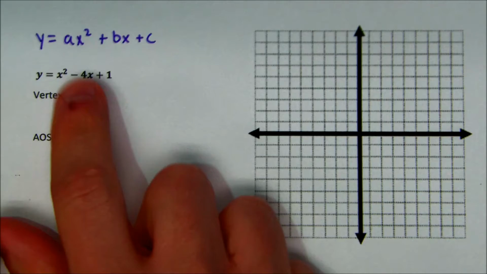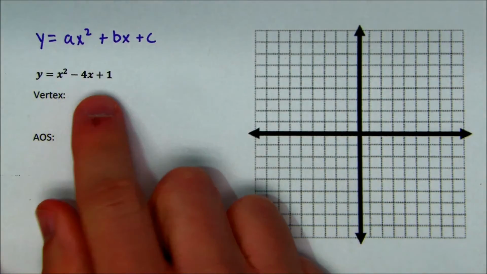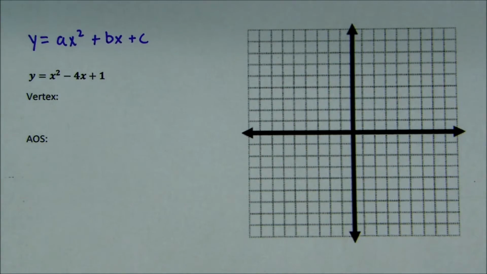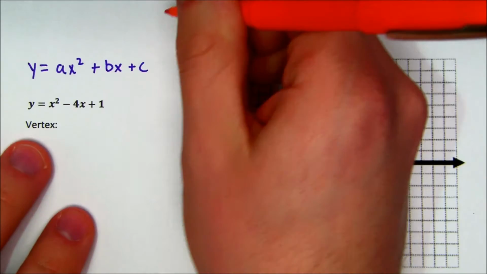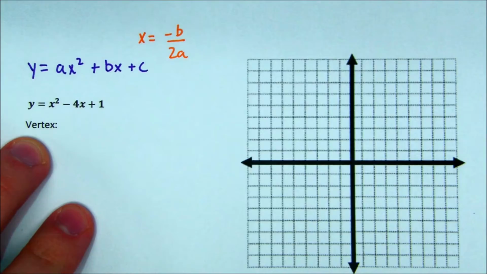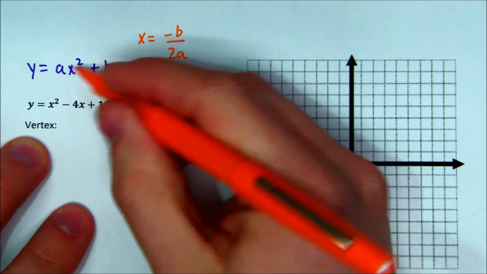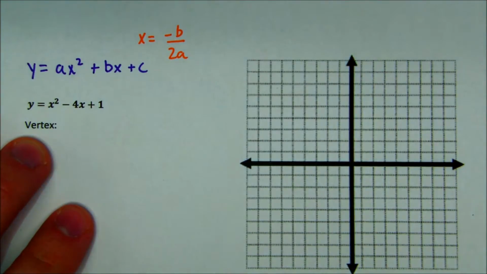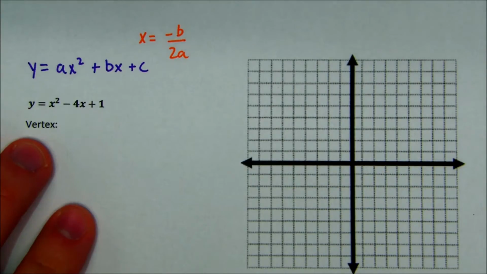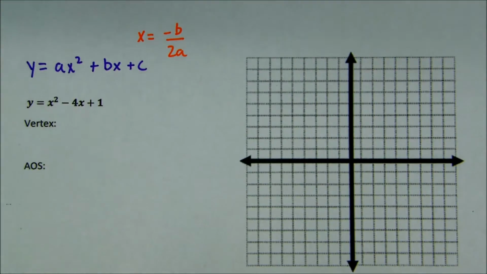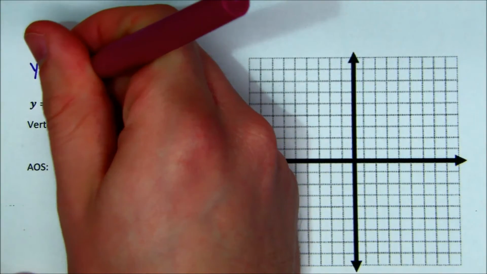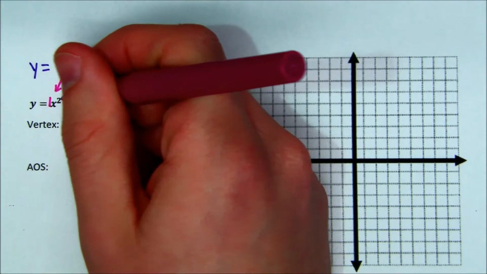find the vertex. Now, to find the vertex, I need to know a nifty formula. What I need to know is x equals negative b over 2a. And this b and a are the same b and a from the standard form of the quadratic equation. So for this one, I'm going to go ahead and label what's a, b, and c and use that to calculate my vertex. So a in this case is 1. When I don't see a number there, at least in front of a variable, I know it's a 1. My b here is negative 4, and c is 1.